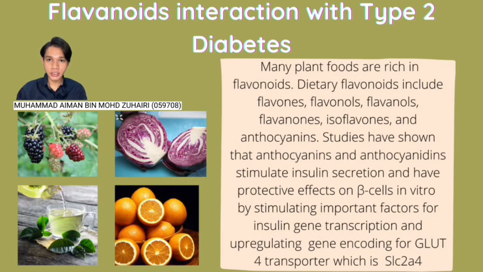Many plant foods are rich in flavonoids. The flavonoids include flavones, flavonols, flavanones, isoflavones, and anthocyanins. Studies have shown that anthocyanins and anthocyanidins stimulate insulin secretion and have a protective effect on cells in vitro by stimulating important factors for insulin gene transcription and upregulating the gene encoding the GLUT4 transporter, which is the SLC2A4 gene.